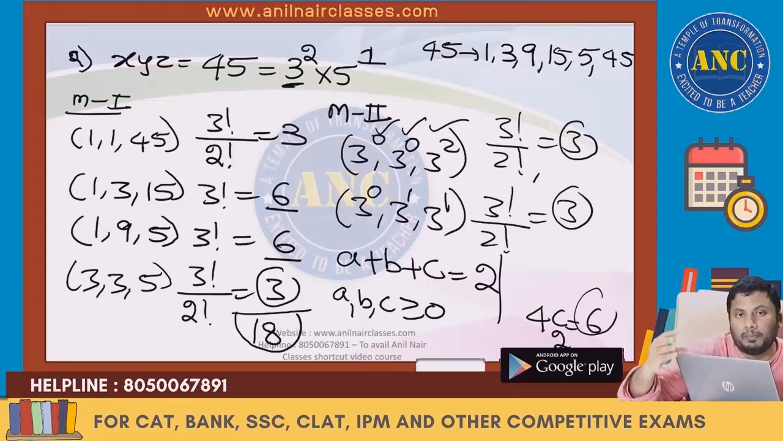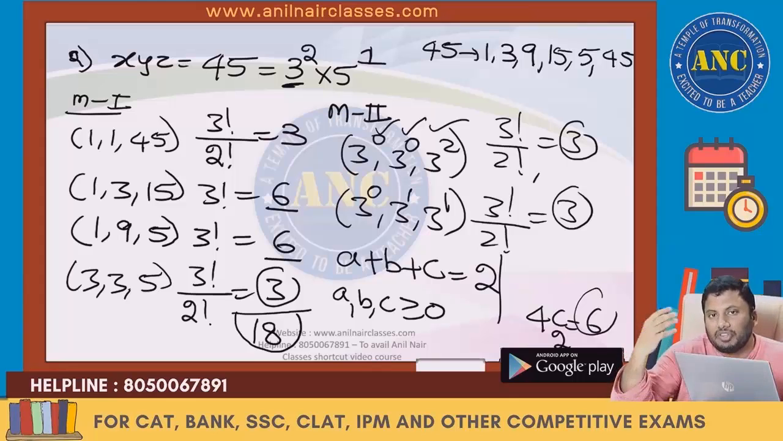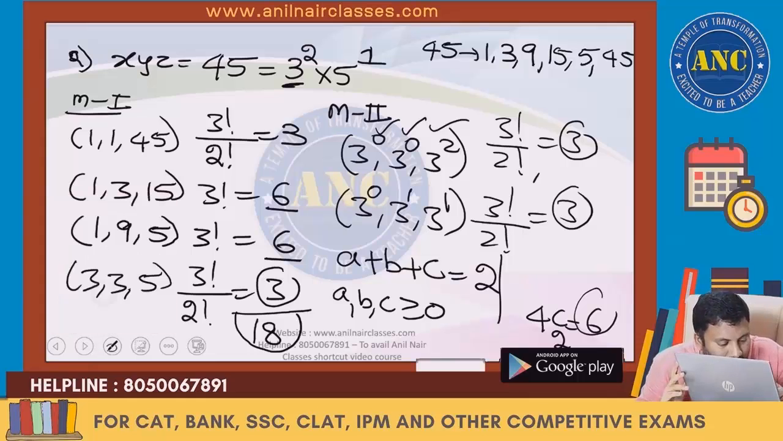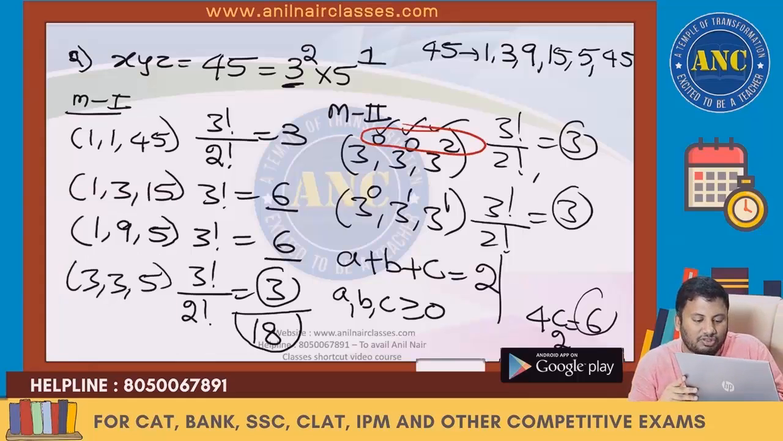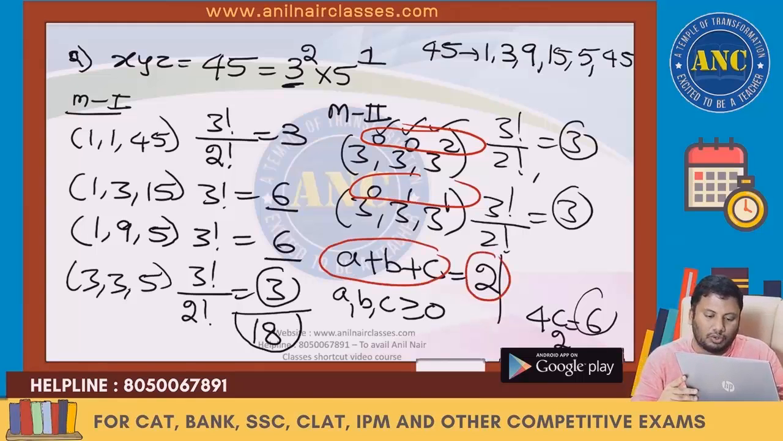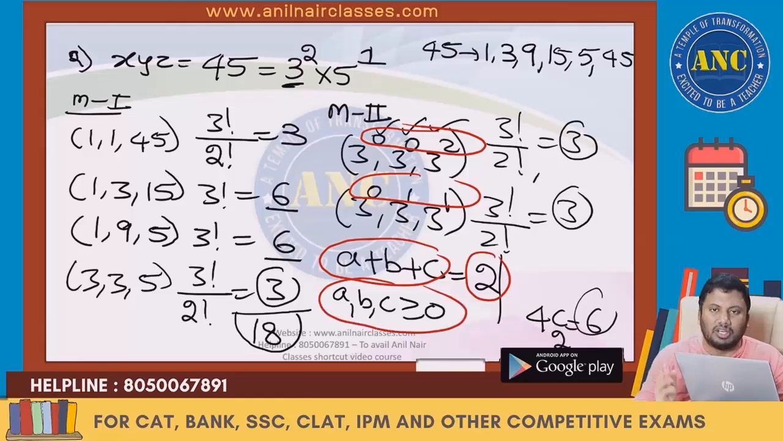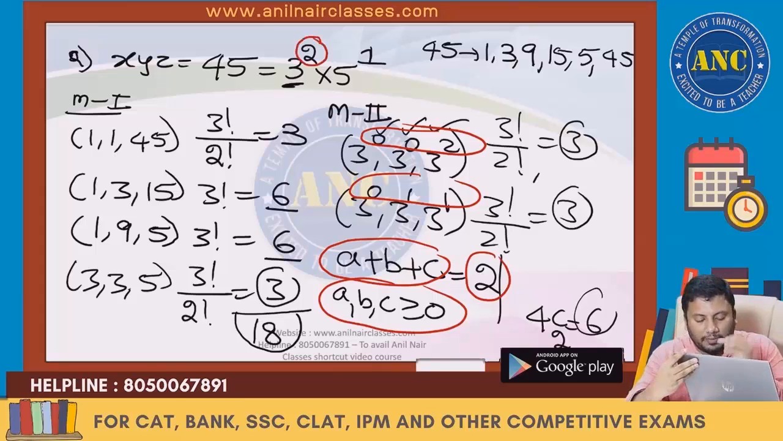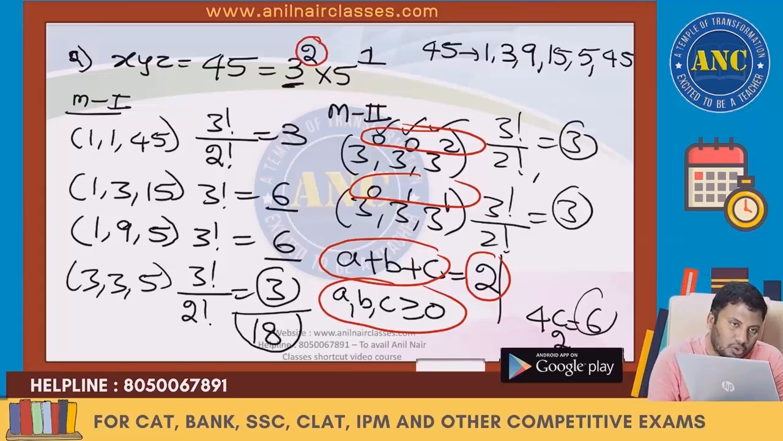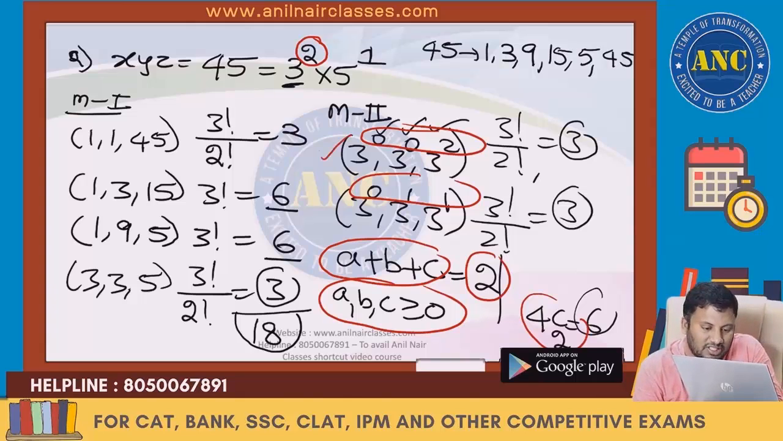3 power 2 can be distributed on X, Y, Z as 3 power 0, 3 power 0, 3 power 2, or 3 power 0, 3 power 1, 3 power 1. If you observe, the sum of the powers is 2, and the powers can also take 0. The power sum should be equivalent to this power: A plus B plus C is 2, with A, B, C greater than or equal to 0. 2 plus 3 is 5, and 4C2 is 6. That is for this number.